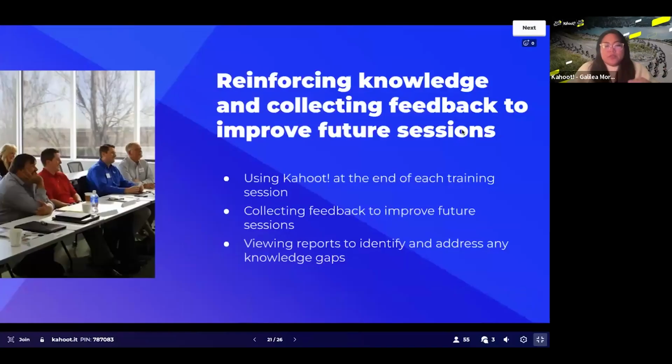Right? And this retention of use is the reinforcement of knowledge. At the end of each training, there is a Kahoot where they also collect feedback to improve future sessions, and then they use reports very much in the vein of the strategy that we shared with you to identify and address the knowledge gaps in a methodical and strategic way that is also not wasting additional resources and time training people that maybe don't necessarily need to be, quote unquote, retrained.